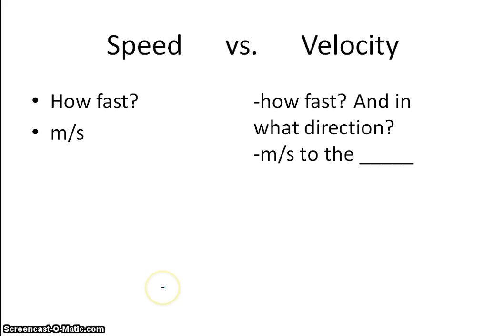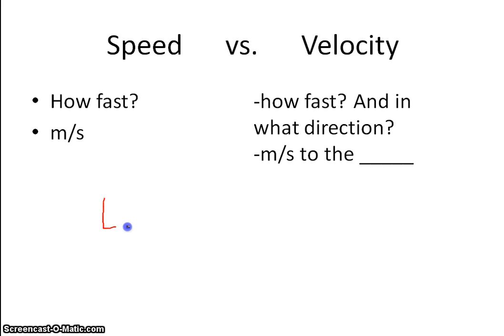Okay, so now let's talk about speed and velocity. Speed answers the question how fast, and velocity answers the question how fast also, and then it also says in what direction. And so the speed, when it answers how fast, it's measured in meters per second, and then velocity is measured in meters per second also, and then gives the direction, so to the blank, and you can fill in whatever the direction word is that you need.